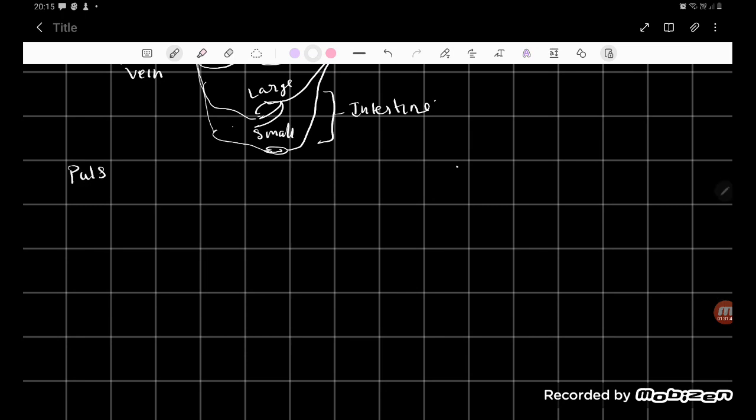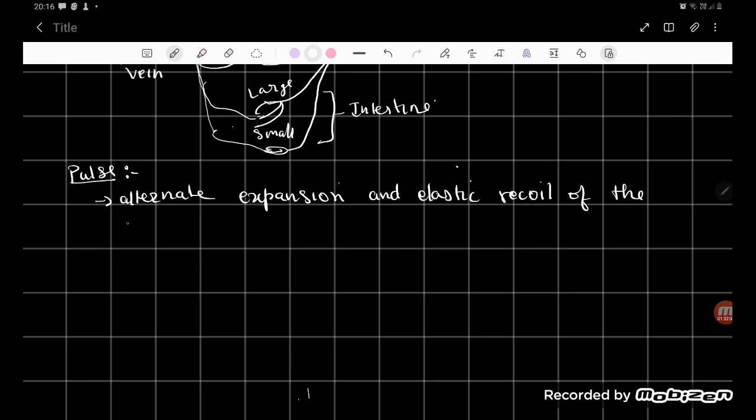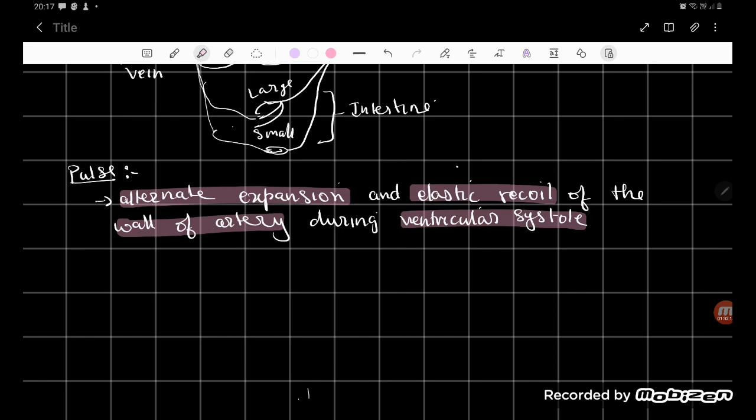Now the next topic is pulse. This is just a kind of definition that you have to remember. Alternate expansion and elastic recoil of the wall of artery. This just might come as a definition, so read it through.